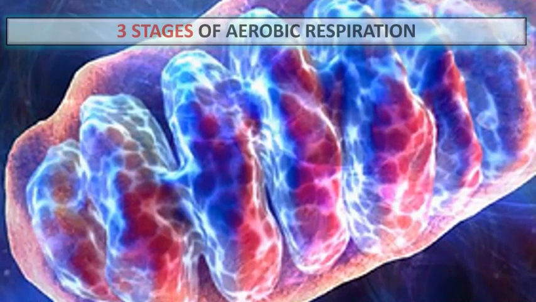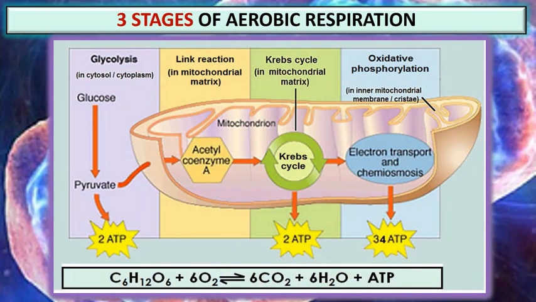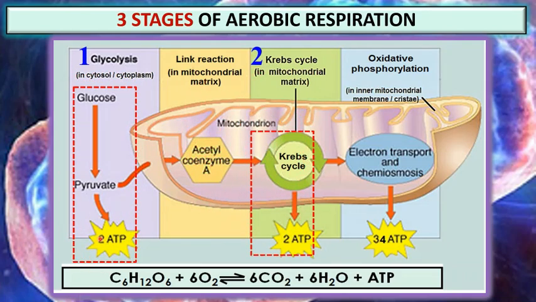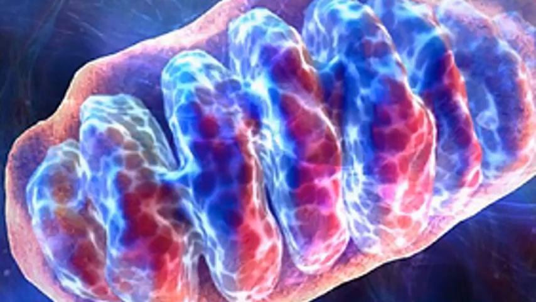Aerobic respiration involves 3 metabolic stages. The first stage is called glycolysis, which produces 2 ATP. The second stage, Krebs cycle, produces 2 ATP. And the third stage is oxidative phosphorylation, where 34 ATP will be produced. So in total, 38 ATP will be produced for aerobic respiration of one molecule of glucose.